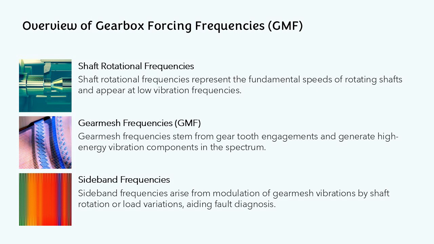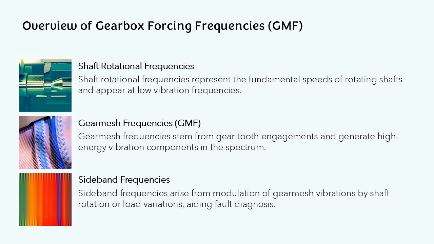Sideband frequencies occur when the gear mesh vibration is modulated by lower frequency phenomena such as shaft rotation, load variation, or manufacturing errors. This modulation produces spectral lines symmetrically spaced around the GMF at integer multiples of shaft speed. The presence, spacing, and relative amplitude of sidebands are powerful diagnostic indicators. Together, these three categories form the foundation of gearbox vibration analysis and enable engineers to separate normal operating behavior from fault-related responses.